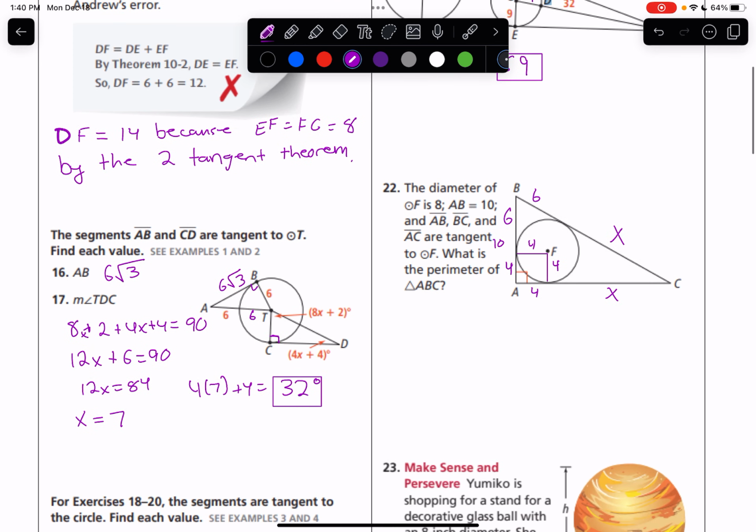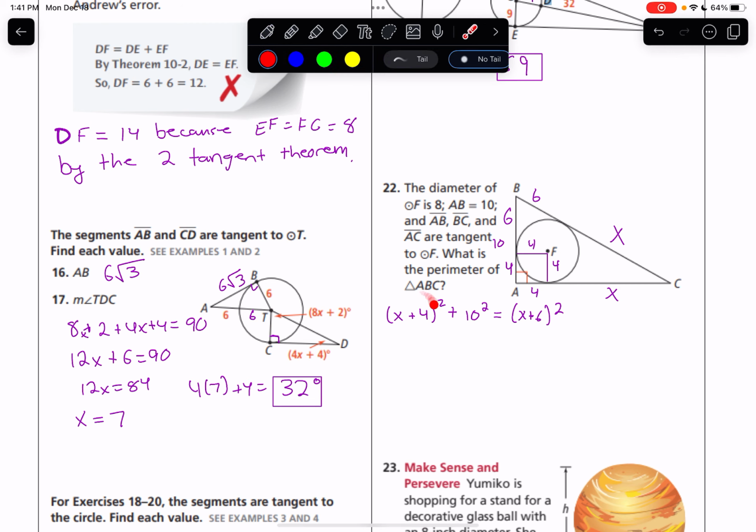So what I can do is use the Pythagorean theorem. But with the Pythagorean theorem this time, I'm going to have to use some expressions like x plus 6 and x plus 4. So I can say x plus 4 squared plus the leg on the vertical, which is 10, equals my quantity for the hypotenuse, x plus 6 squared.